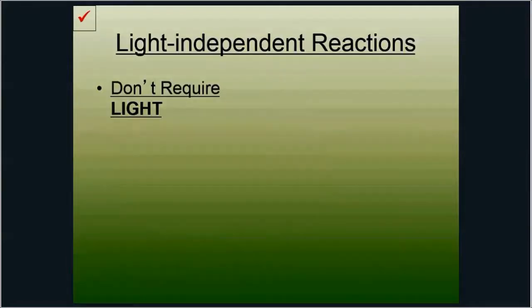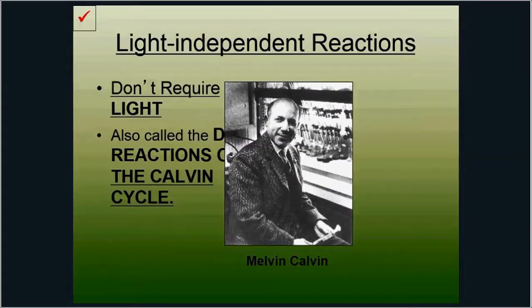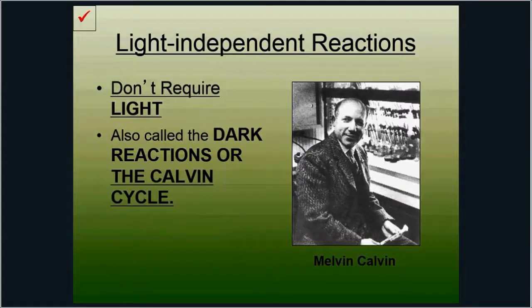The light-independent reactions, or the Calvin cycle, do not require light. They do happen during the day, but they do not require light to be put into the reaction. They can also be called the dark reaction or the Calvin cycle. And they occur in the stroma, which is that fluid outside of the thylakoid membrane.